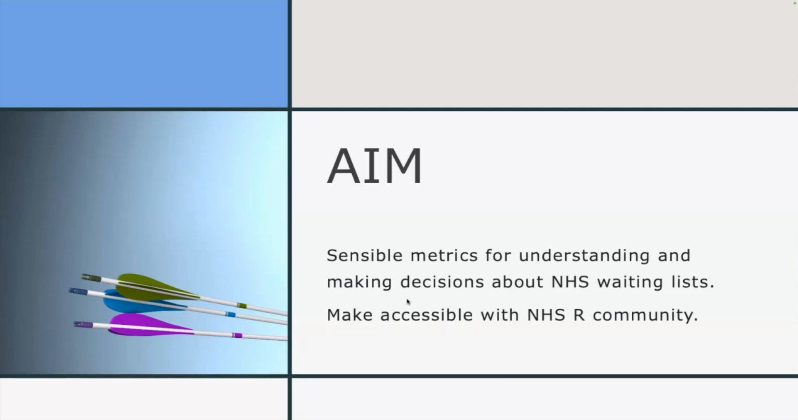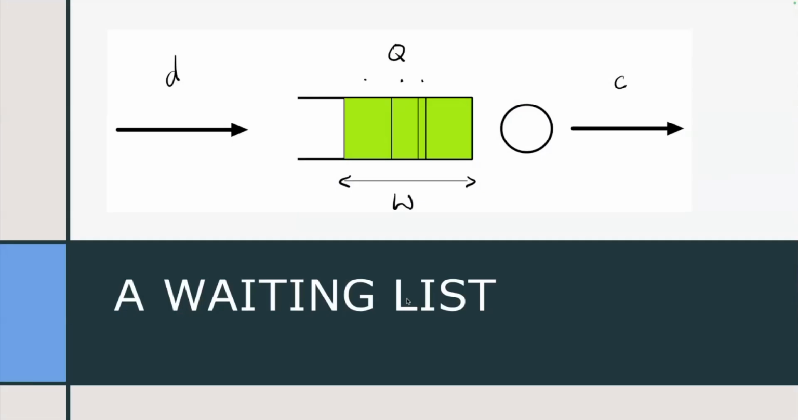Okay, right. So the aim of this part is to explain some sensible metrics for understanding and making decisions about NHS waiting lists, and the other aim is to make this accessible through the NHS-R community. Okay, so this is what a waiting list looks like.